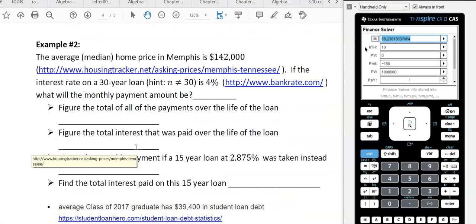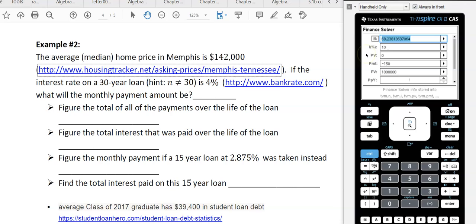Okay, let's look at a housing example here. So this is kind of a reverse. I kind of like this example to work a problem here, just so you see what it's like. So in Memphis, I think this home price has gone up. This is maybe last year because home prices have been going crazy lately. But let's just say I think last year was 142,000. If the interest rate on a 30-year loan is 4%, what would the monthly payment be for a mortgage?